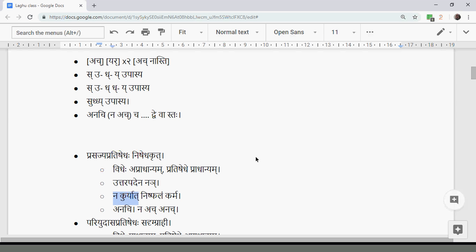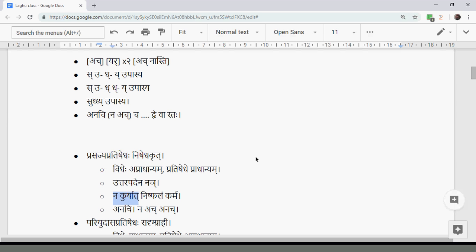Nishphalam karma na kuryat. Although the nakara is going with the verb, still what is being said? Do not do. Do not do means what? It is not a vidhi. It is nisheda. Nishphalam karma: do not do a purposeless thing, a fruitless activity. So there you are not saying you do something. Vidhi is not the pradhanyam, it is not with the vidhi. There nisheda is the pradhanyam.